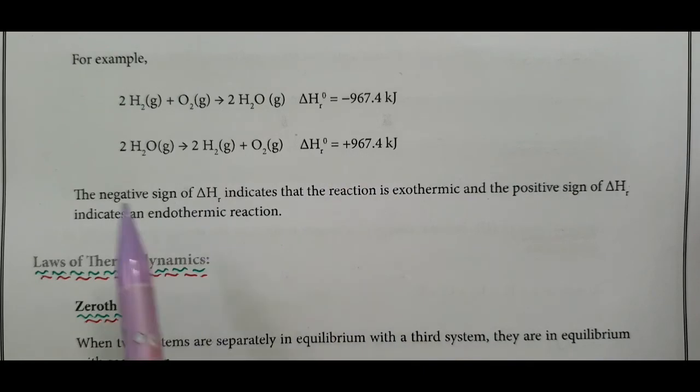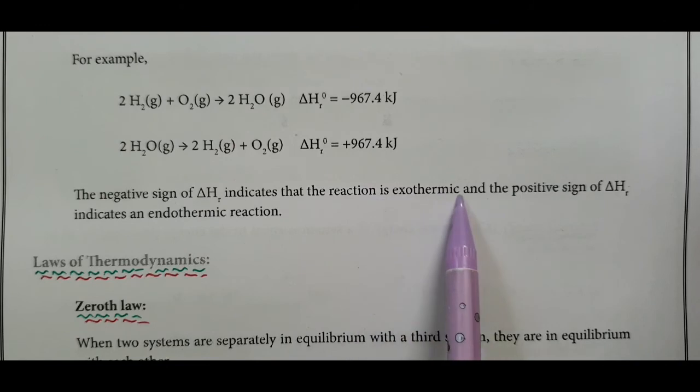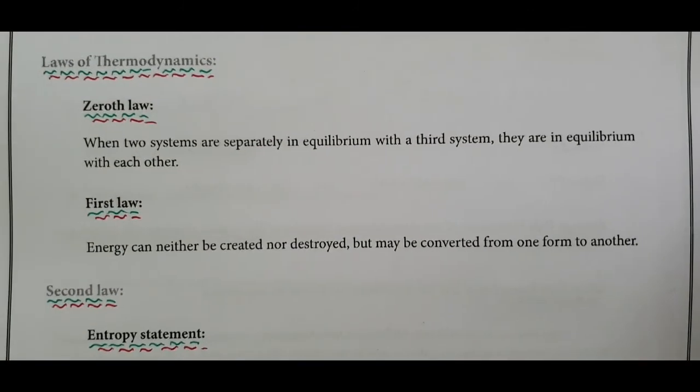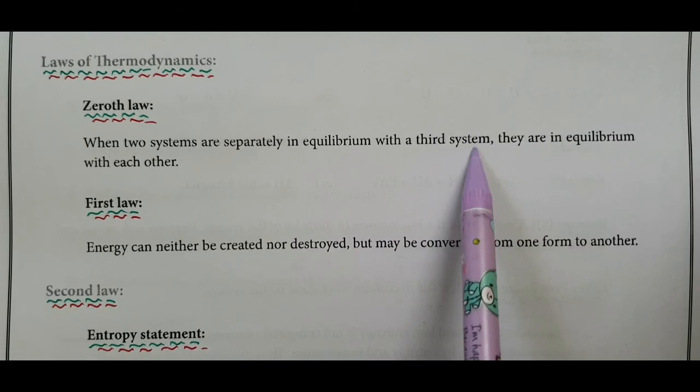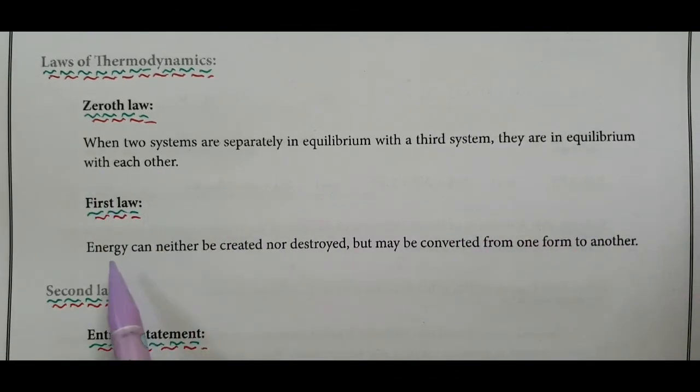Sign changes. The negative sign of delta H_R indicates that the reaction is exothermic and the positive sign of delta H_R indicates that it is an endothermic reaction. Come to the laws of thermodynamics. Zeroth law: when two systems are separately in equilibrium with a third system, they are in equilibrium with each other. First law: energy can neither be created nor destroyed but may be converted from one form to another form.